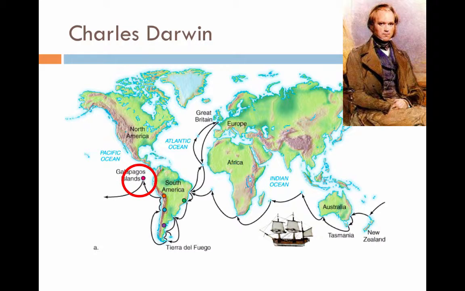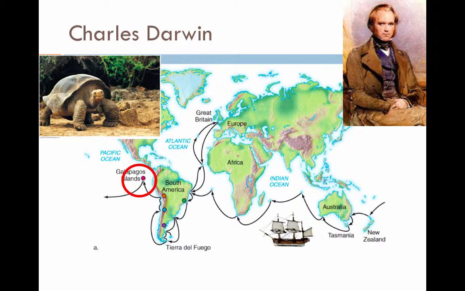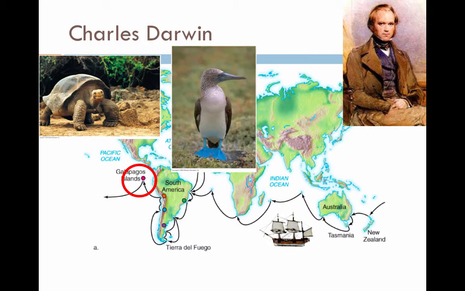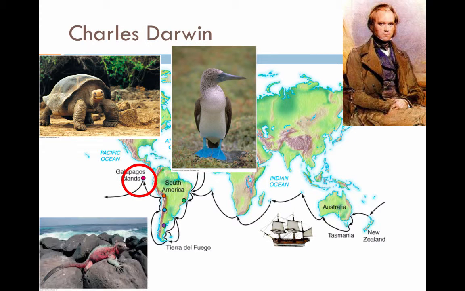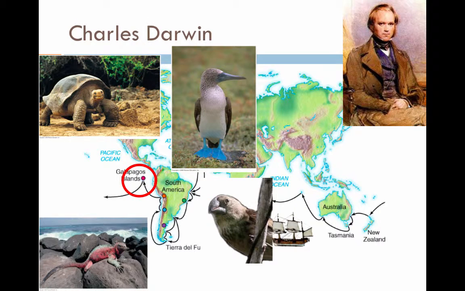One place he stopped, the Galapagos Islands off the coast of South America, is where he found some new organisms that were nowhere else in the world. He discovered tortoises with strange-shaped shells and birds with bright blue feet, lizards, and many other different species of finches.